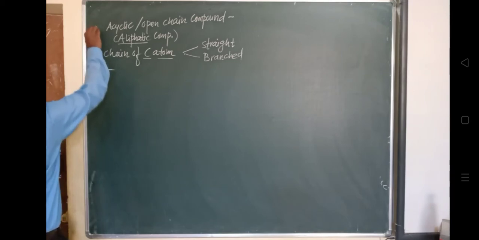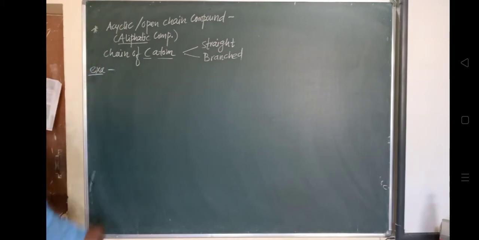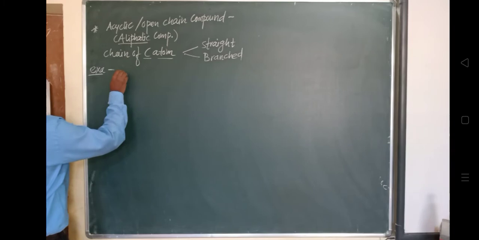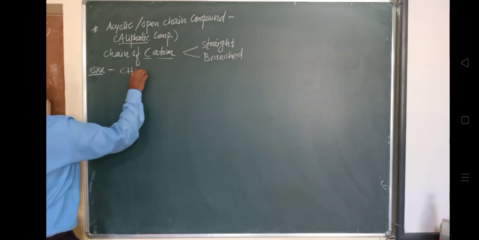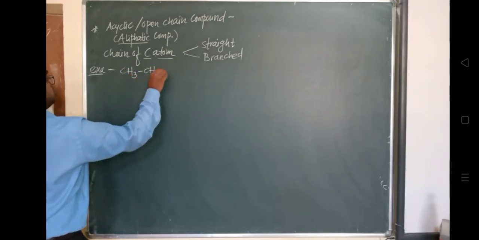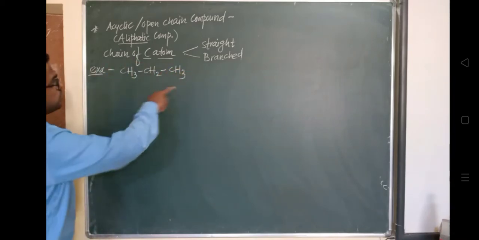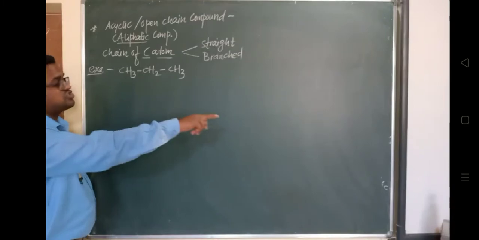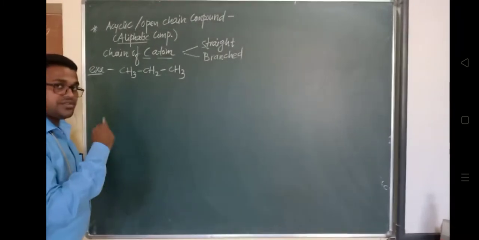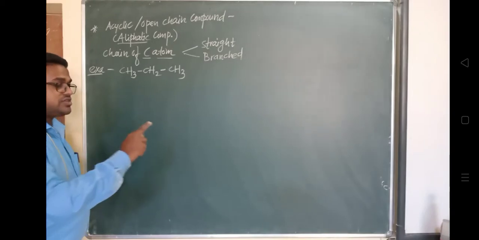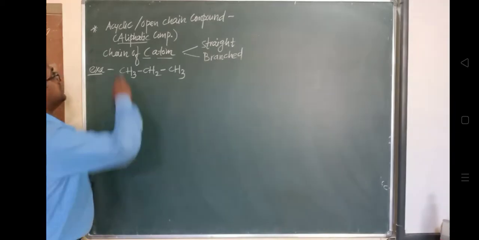Acyclic. Okay, so if we take the example of propane, we will write it CH3, CH2 and CH3. Okay, so ये देखो यहाँ पे. So how does it look? It looks like a straight chain. Is it closed or is it open? Is it cyclic or acyclic? So it is acyclic. Cycle नहीं है ये वाला.